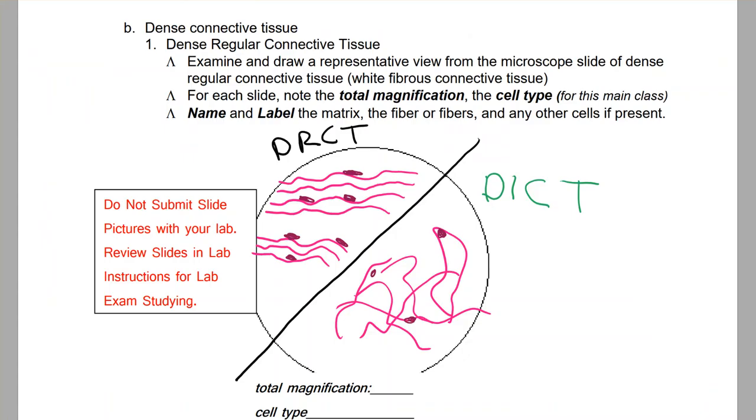And so on your lab report here, I've just done a really simple cartoony drawing that tells those two kinds apart. So dense regular connective tissue here would be kind of parallel and wavy. And then dense irregular connective tissue, the fibers go in all directions, and it's strong when pulled from any direction. So I think little cartoon drawings like this are very, very useful for studying.